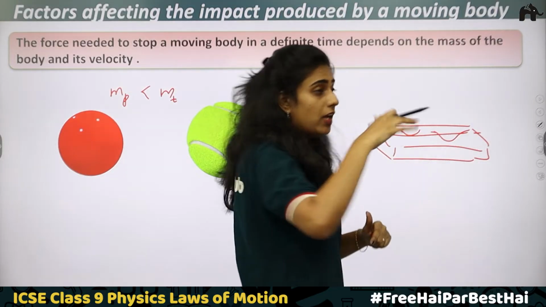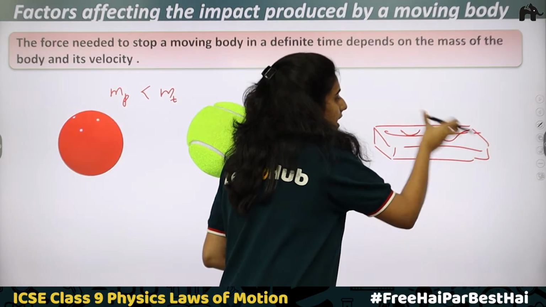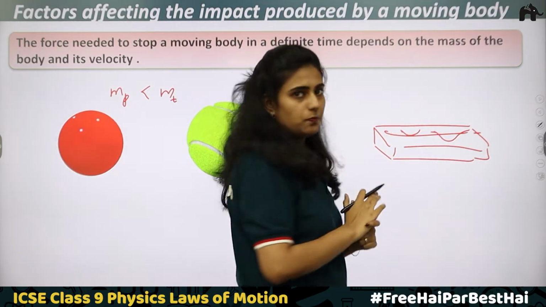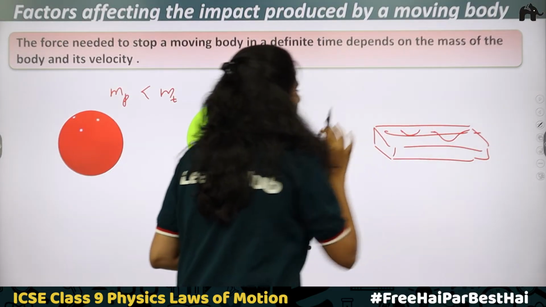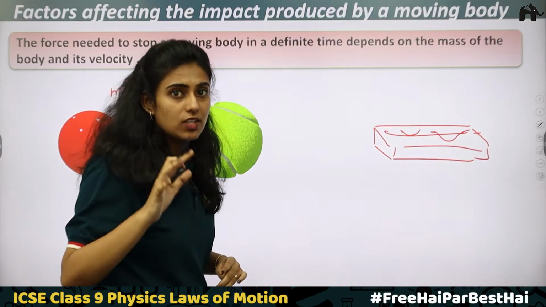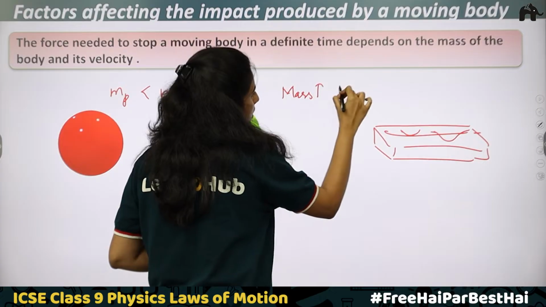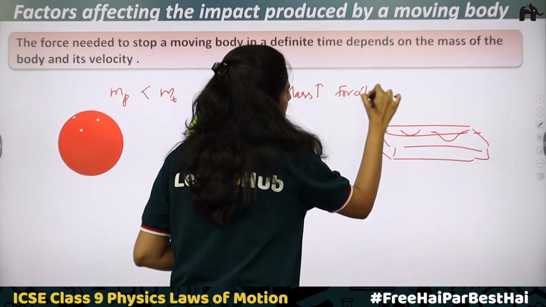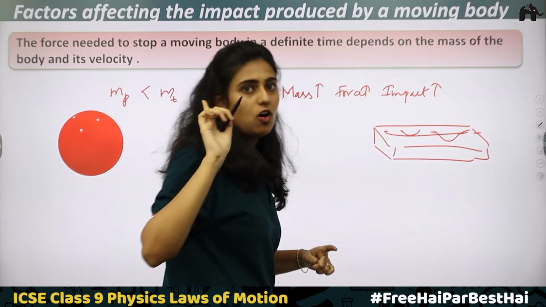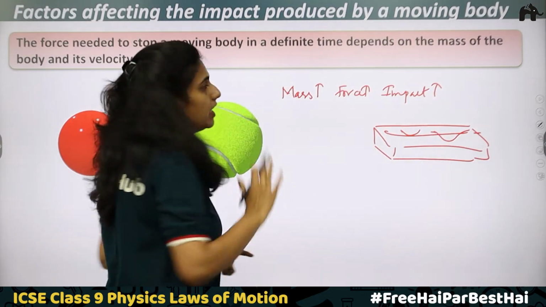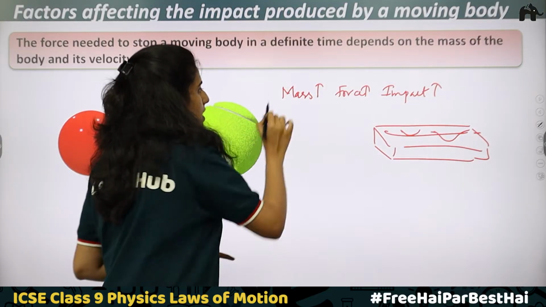So the force that is applied on the sand, wet sand, is greater in the case of a tennis ball compared to a plastic ball. Okay. Sometimes no depression is formed. So when mass increases, what is happening? The force is also increasing. Impact is increasing. Mass increases, the force increases, impact increases. So one factor on which the impact produced by a moving body depends is mass. Okay, mass is the first factor.